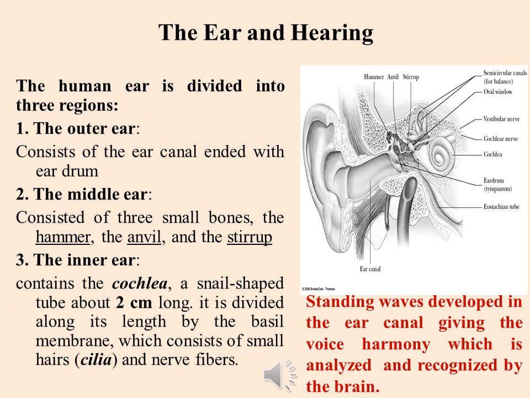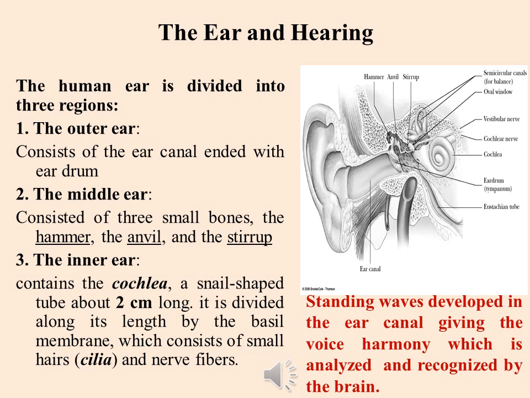The ear and hearing. As in the figure, the human ear is divided into three regions. 1. The outer ear consists of the ear canal ended with the eardrum. 2. The middle ear consists of three small bones: the hammer, the anvil, and the stirrup. 3. The inner ear contains the cochlea, a snail-shaped tube about 2 cm long.